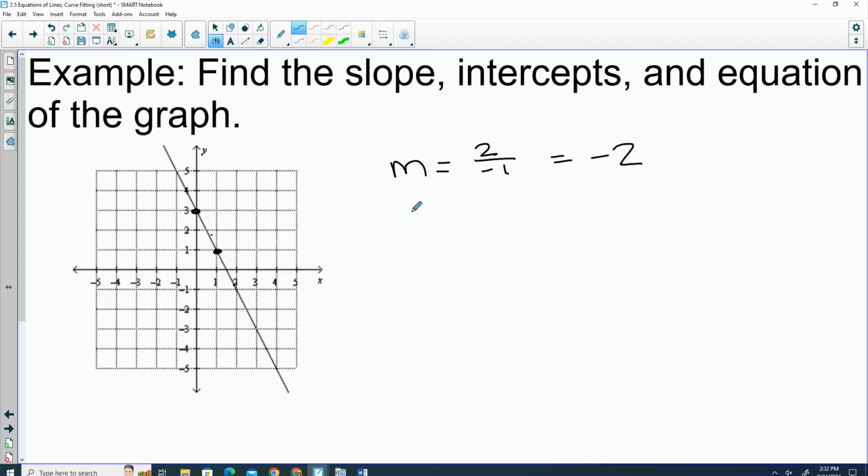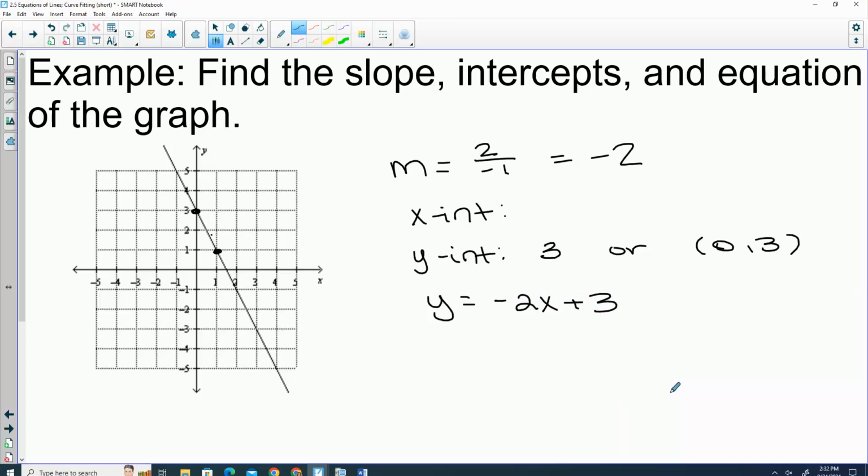Okay, I asked for the intercepts. Can you tell me with 100% certainty where this thing hits the x-axis? Not really. Let's come back to that. What's my y-intercept? 3. If I asked for an ordered pair, what would it be? Good. Can you tell me the equation from this? Yeah, mx plus b, so y equals.